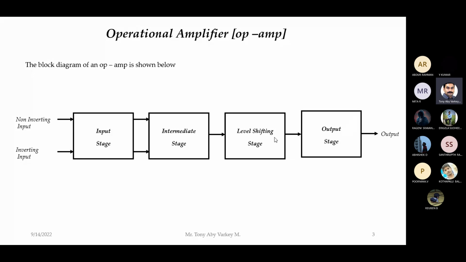Since we are directly coupling, there is no capacitor for the coupling. A capacitor has the property that it will block DC. Since we are not using a capacitor, the output might be shifted up or down. So to overcome that, we will be using a level shifting stage. Then you have an output stage to take the output from.